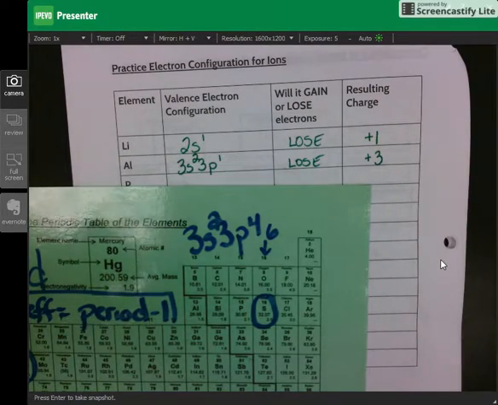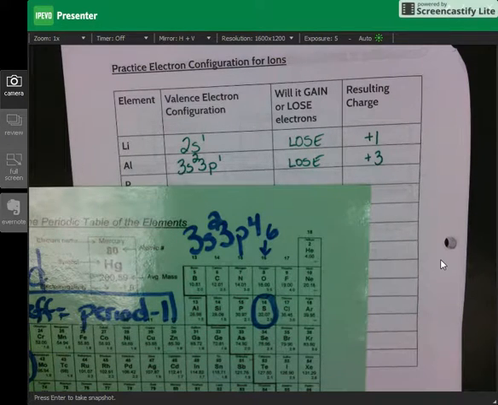So now what I want you guys to do is finish up page 4. And then we'll move on after that.